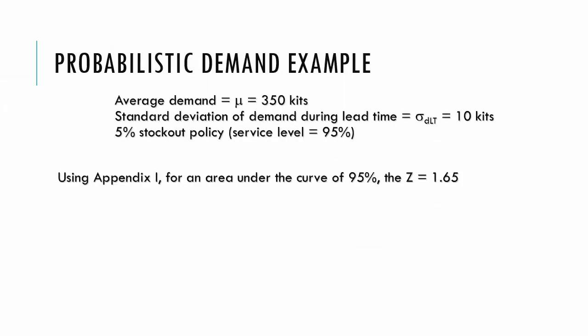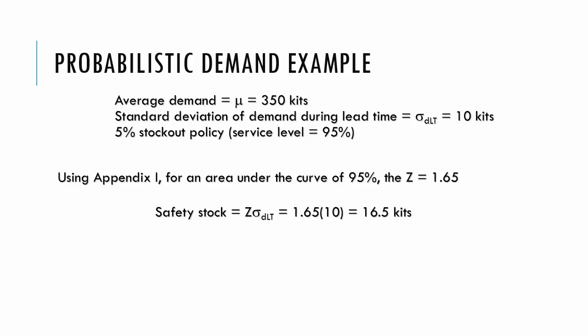So the average demand, I think we're doing this with resuscitation kits at a hospital. Average demand is 350 resuscitation kits during lead time. Standard deviation is 10 kits. There's a 5% stockout policy.